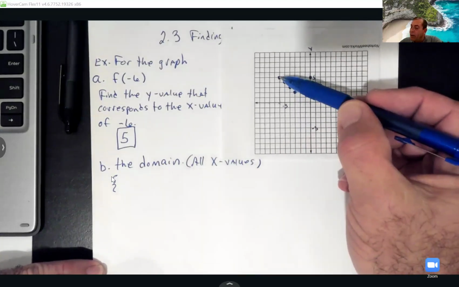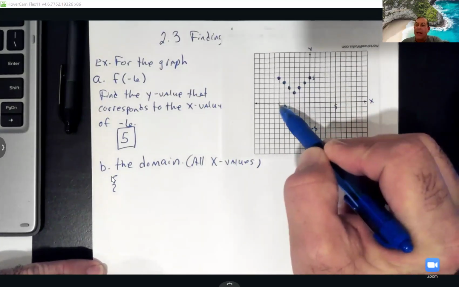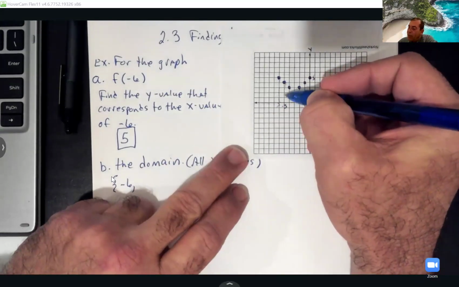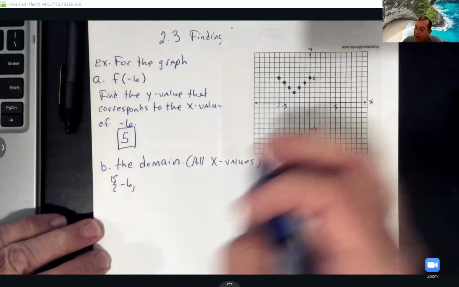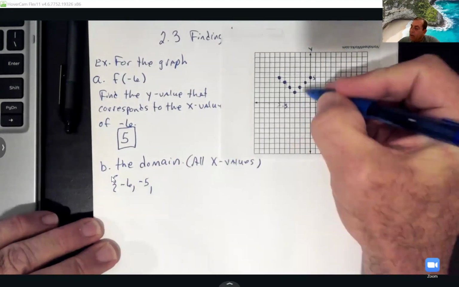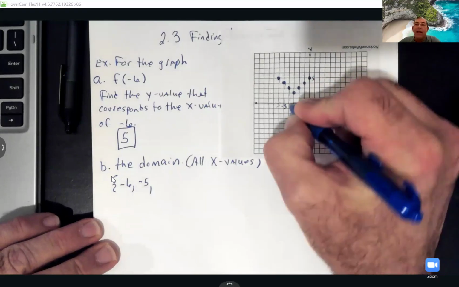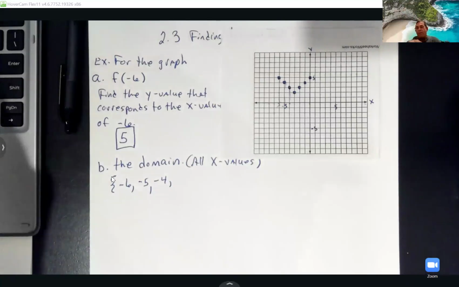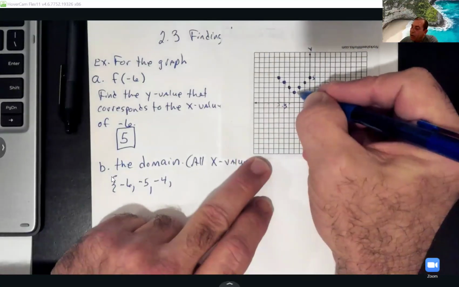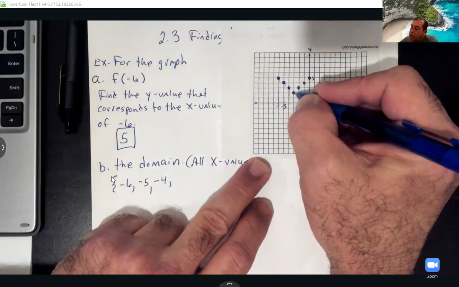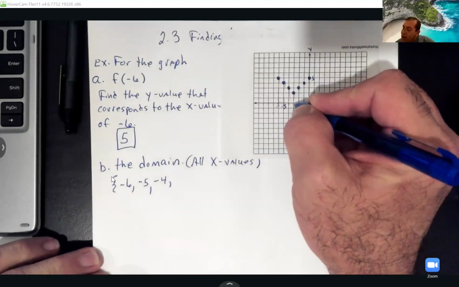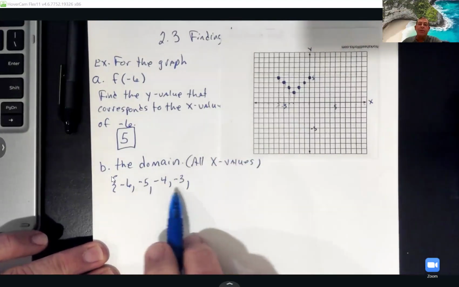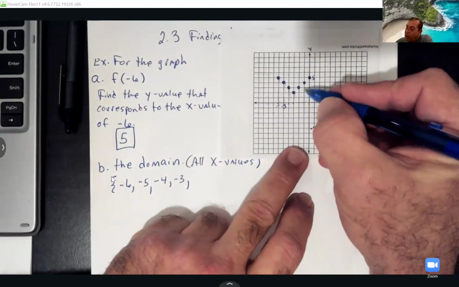So the first point here has an x value of -6. The second point come down has an x value of -5. Third point come down has an x value of -4. So I'm just going straight down from my points to see what those x values are. My next point goes straight down, has an x value of -3. So it looks like I'm just going to the right by 1 on all these.